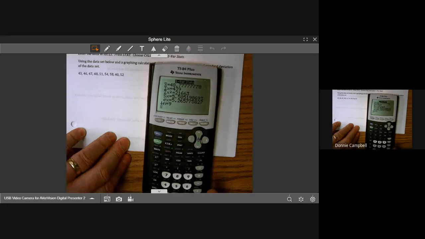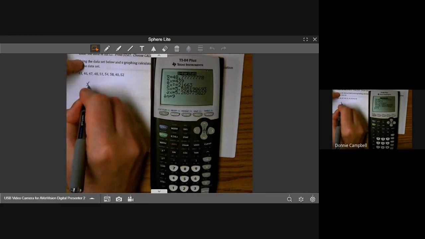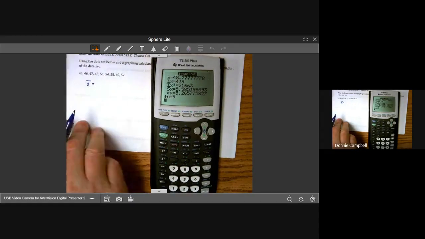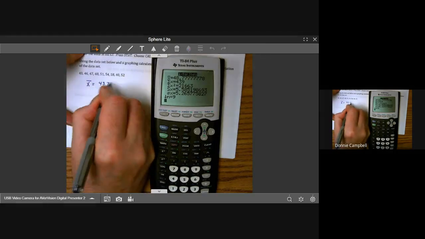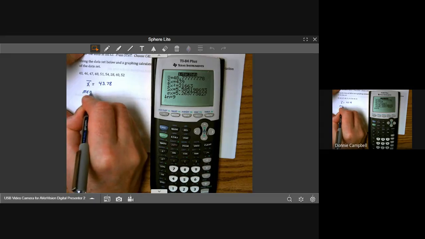3 times. Okay, so we found right now our mean is 43.8. Is that correct? 43.78. Okay. My median, my middle number, okay?